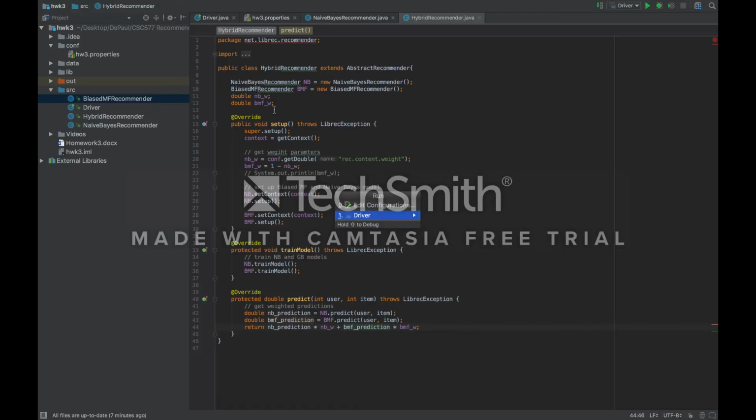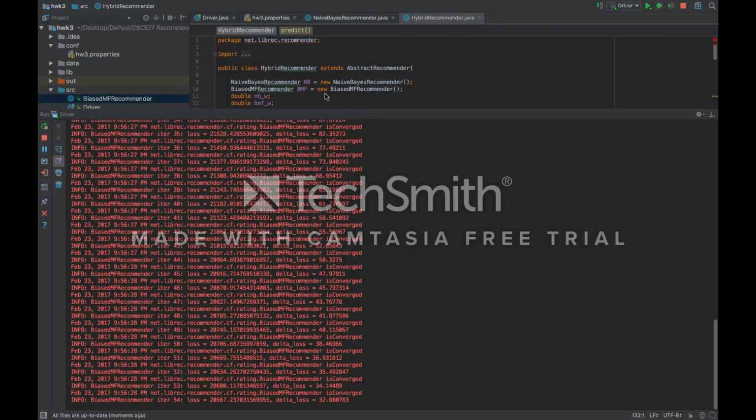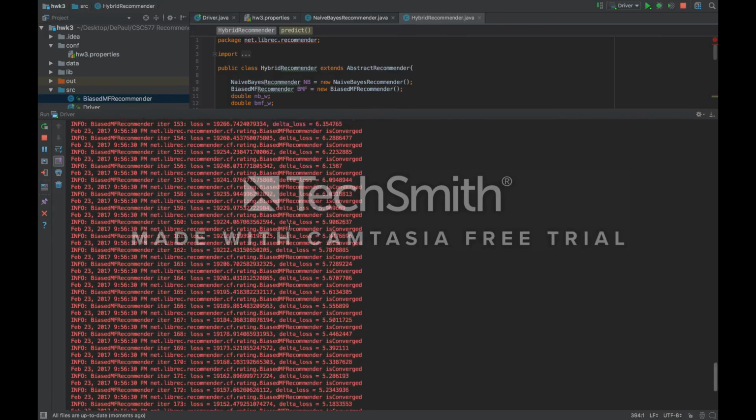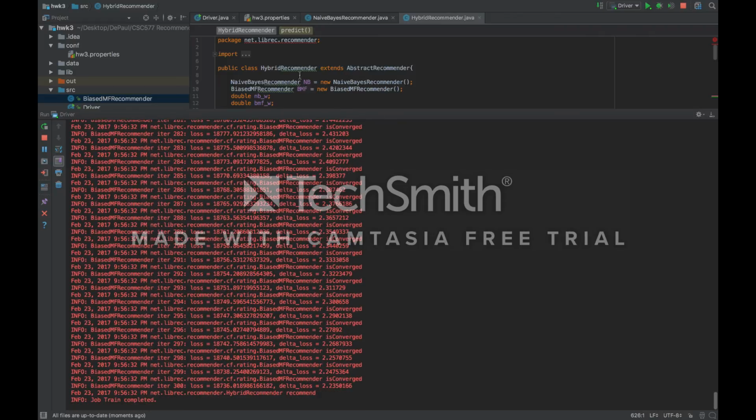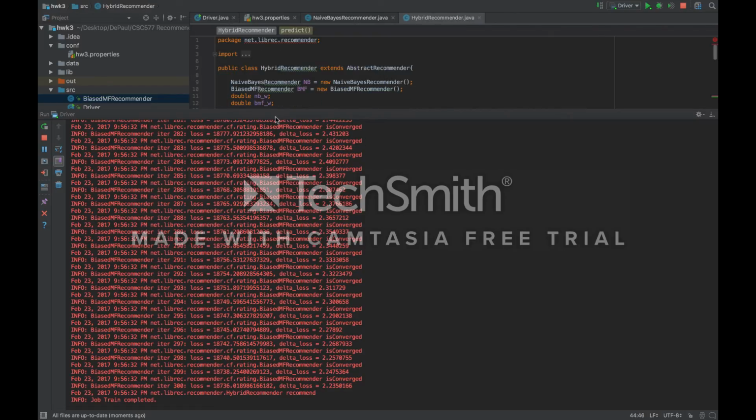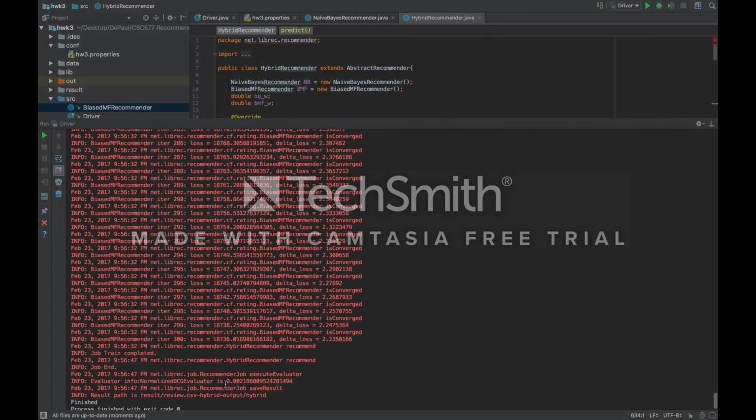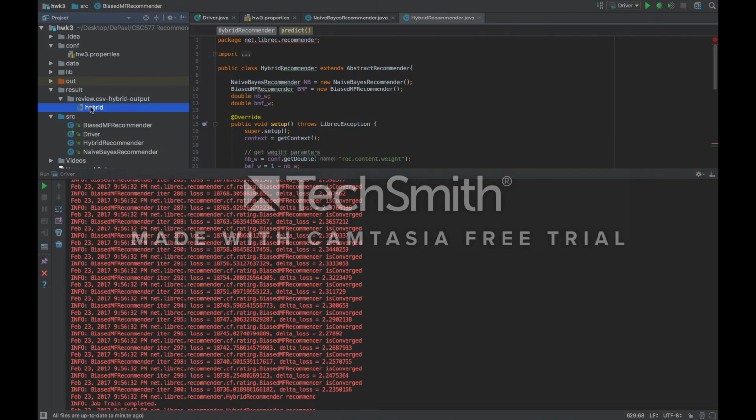So here's an example of our hybrid recommender working. So this is the gradient descent algorithm. So we see that the NDCG evaluated score is 0.002, and we can actually see the actual predictions under this hybrid file.